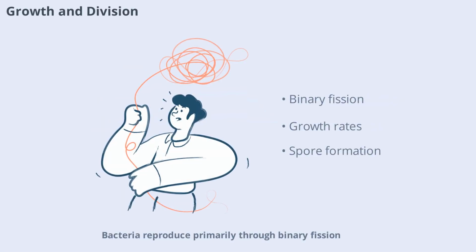Bacteria reproduce primarily through binary fission, a simple process where the cell divides into two identical daughter cells. Growth rates depend on environmental conditions, nutrient availability, and genetic factors. Some bacteria can form spores to survive harsh conditions. Understanding bacterial growth and division is crucial for fields like microbiology, medicine, and biotechnology, as it impacts infection rates and industrial processes.